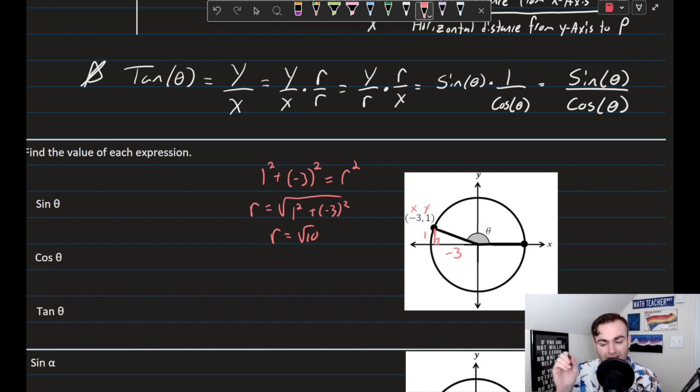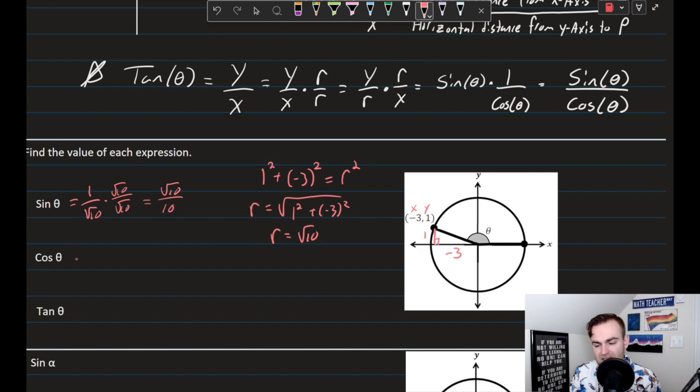Sine is y divided by r. So y is 1 divided by r, which is the square root of 10. And here's where we're going to start rationalizing our denominator. Quite often we're going to get square roots in the denominator in some of these, and we can't leave square roots in the denominator. We have to make sure that our answer only has an integer in the denominator. So what we're going to do is multiply the numerator and denominator by the square root of 10 over the square root of 10, which gives us the square root of 10 over 10 to be our final answer for sine there.